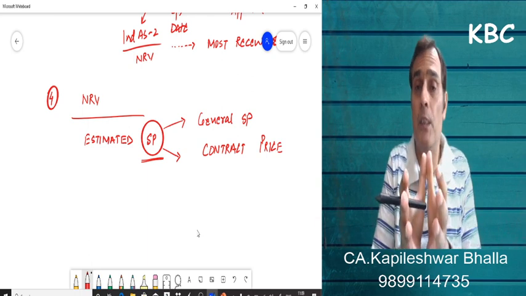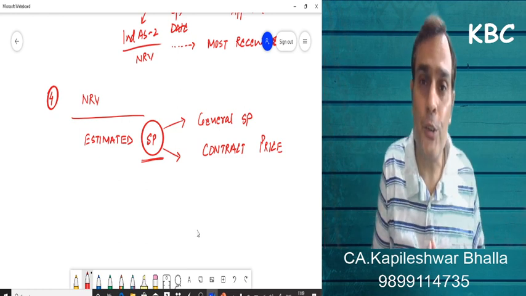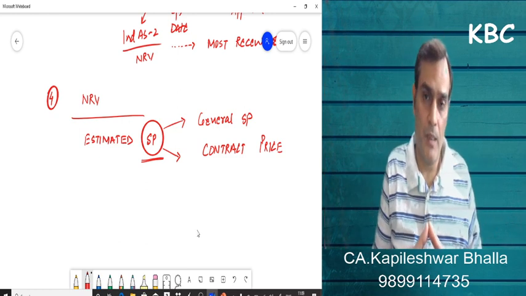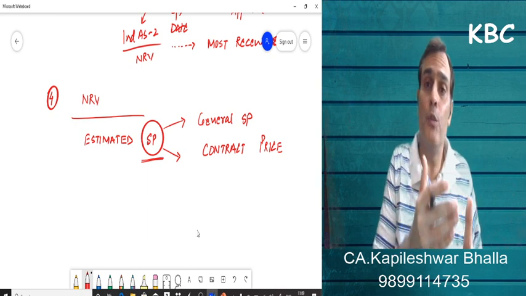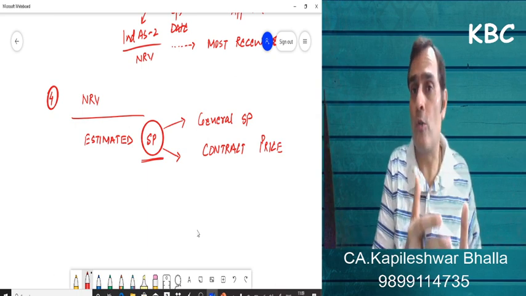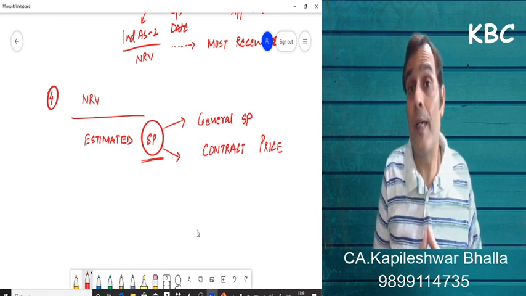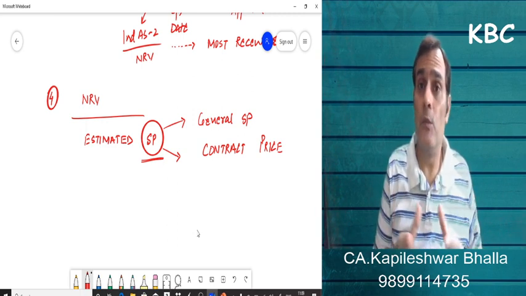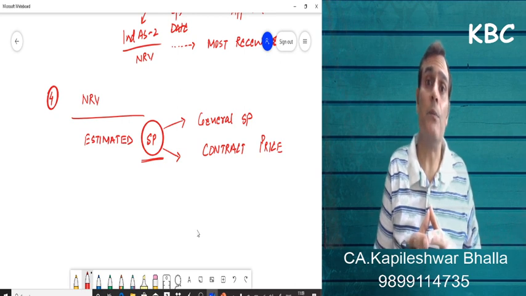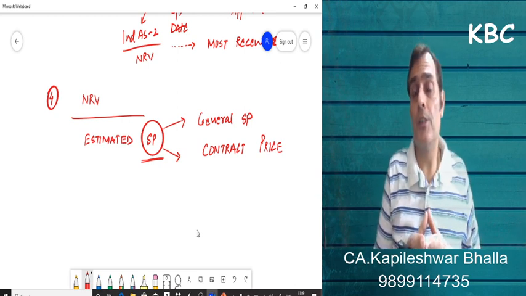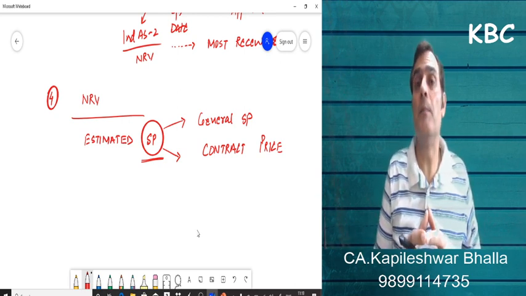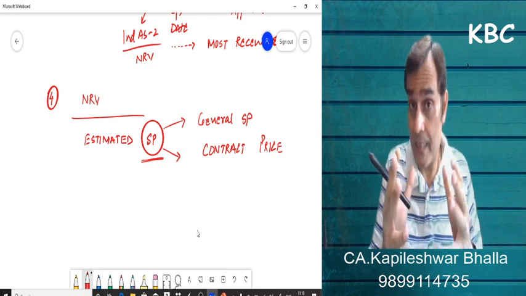That means the inventory of the company could comprise two different portions. One portion which is produced against a specific contract of the customer, then the NRV would consider the contract price. And if there is inventory which is not against any customer order, then we consider the general selling prices prevailing in the market. That's another input.